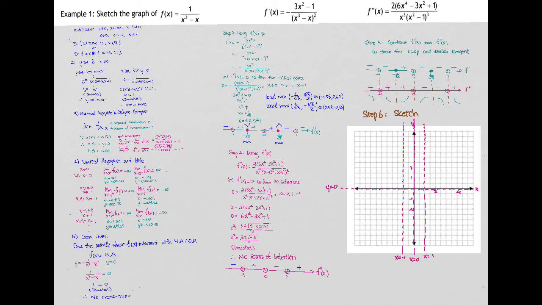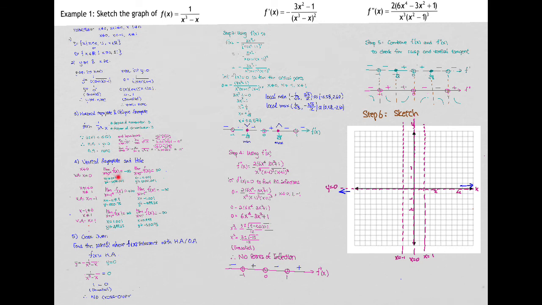Now we are ready to put the end behaviors on. When x approaches positive infinity, y is approaching 0 from the positive side. That means the function approaches the horizontal asymptote from above on the right end. And we know when x approaches negative infinity, y is approaching 0 from below. That means the function approaches the horizontal asymptote from below on the left end.